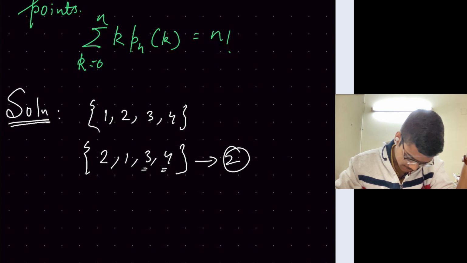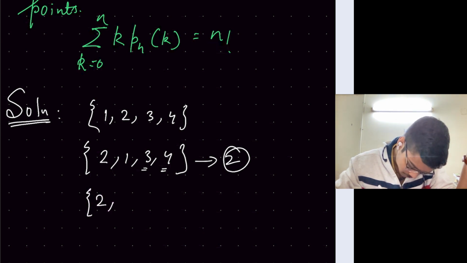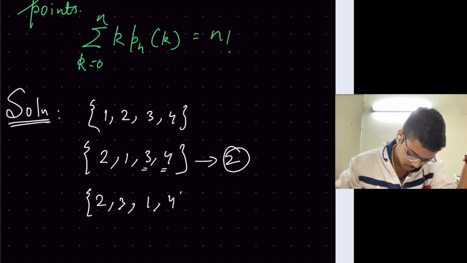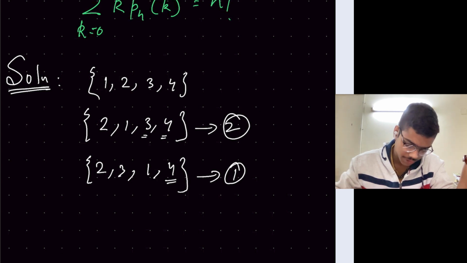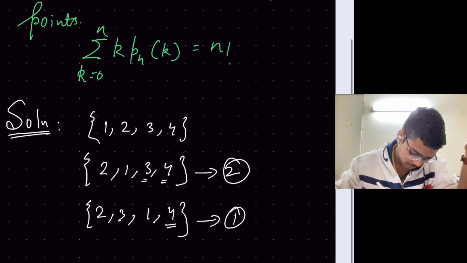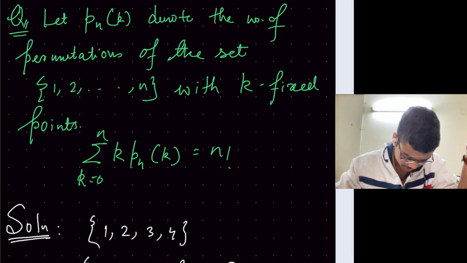If you consider this permutation 2, 3, 1, 4, here there is just one fixed point. So after you do the permutation, if an element stays in its natural position, you say that the element is a fixed point of the permutation. So with that in our mind, let's go through this question.